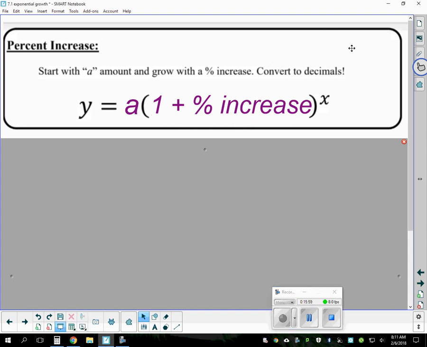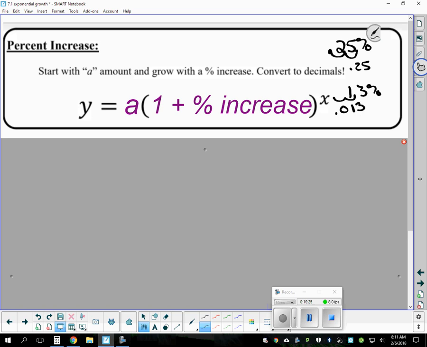So if you have 25%, to turn that into a decimal, your decimal's here, you have to move it 2 spots to the left. So 25% is the same as 0.25. Percent means per 100. So it makes sense moving it 2 spots because that's multiplying or dividing by 100. What if your percent were 1.3%? You still need to move it 2 spots. So now it becomes 0.013.